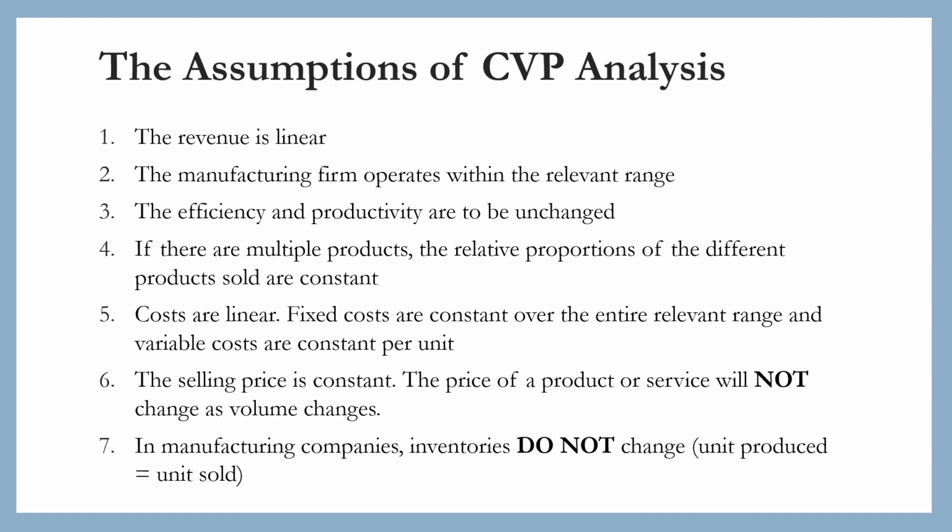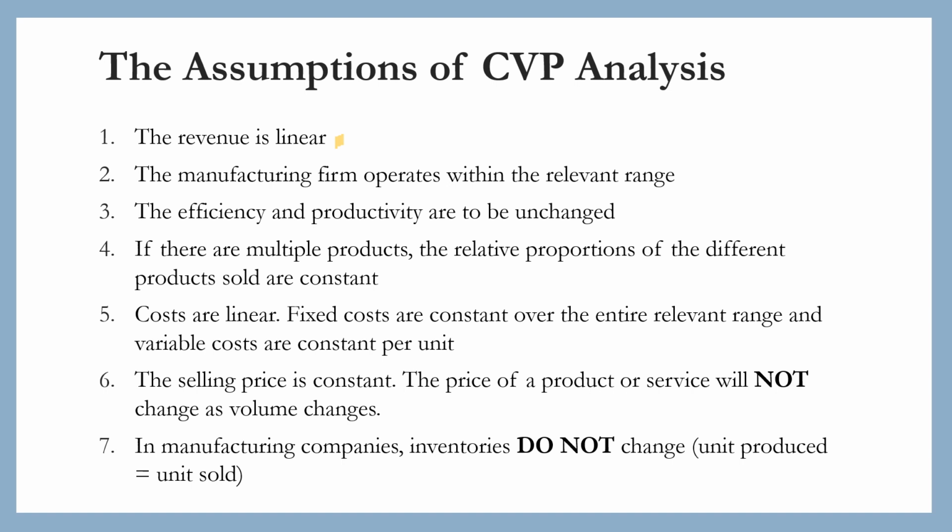Let's break down each of the assumptions of cost, volume, profit, or CVP analysis. The first one is that revenue is linear. What does it mean? This assumption implies that the relationship between sales revenue and sales volume is linear, meaning that revenue increases proportionally with the sales volume. In other words, there are no non-linearities or sudden shifts in revenue due to changes in volume.